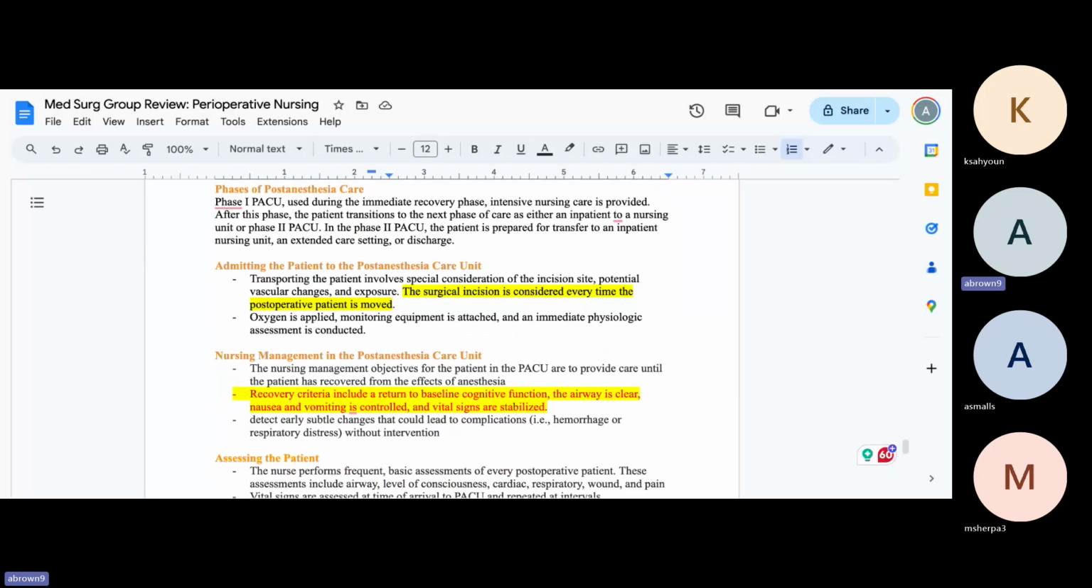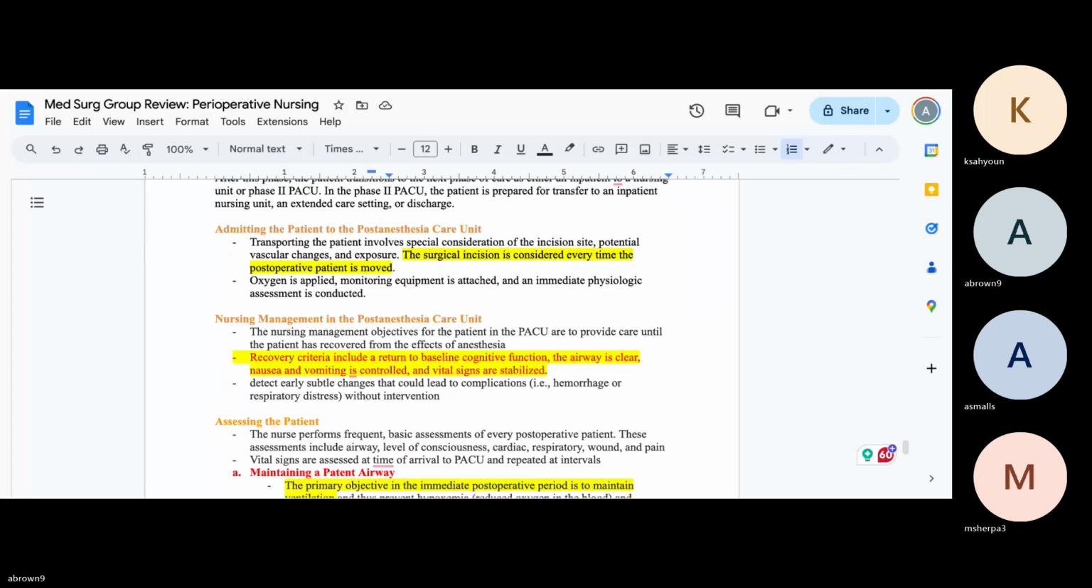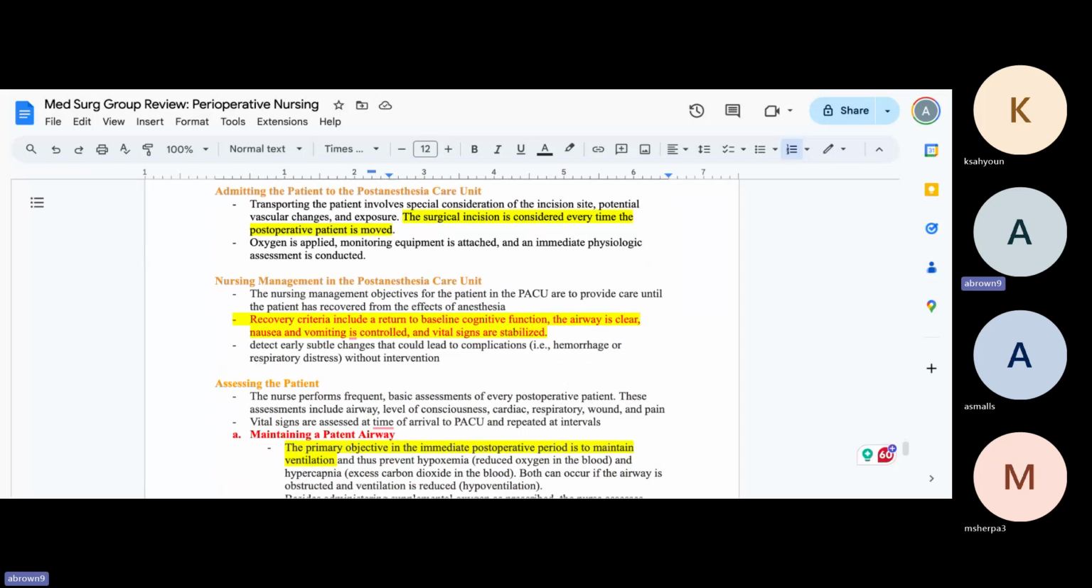Phases of post-anesthesia care. Phase 1 PACU is used during the immediate recovery phase. Intensive nursing care is provided. After this phase, the patient transitions to the next phase of care, either as an inpatient to a nursing unit or to phase 2 PACU. In phase 2 PACU, the patient is prepared for transfer to an inpatient nursing unit, an extended care setting, or discharge. So there are 2 units.